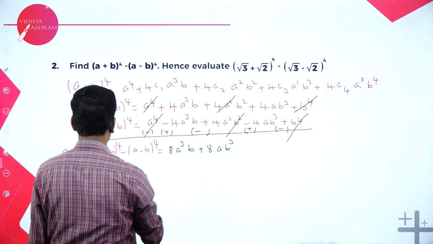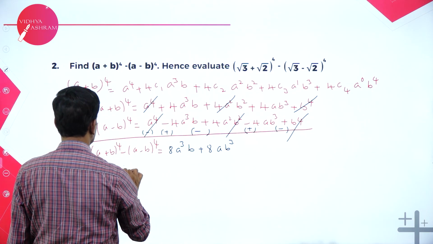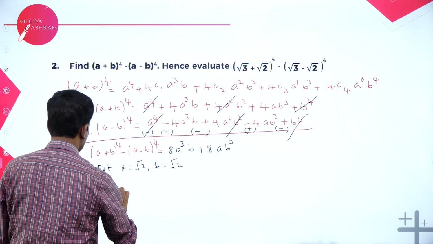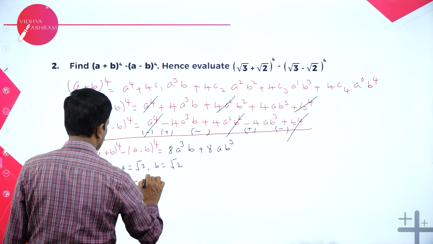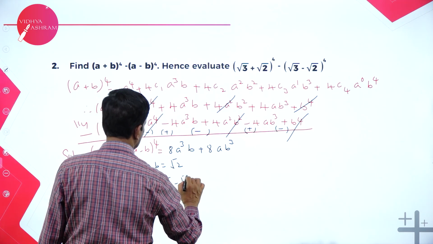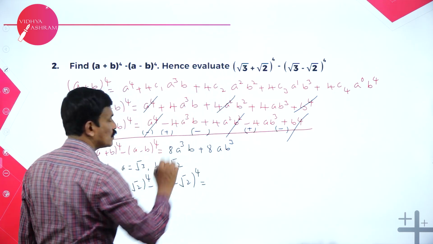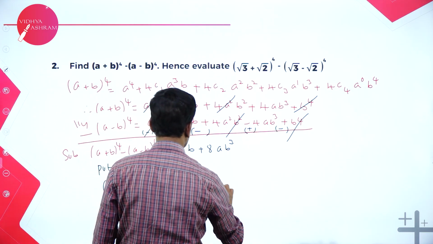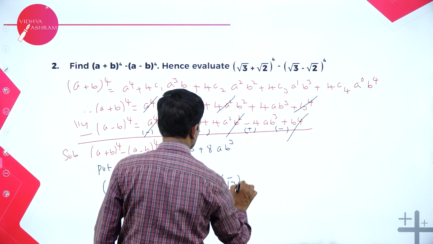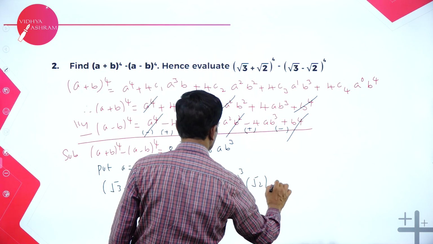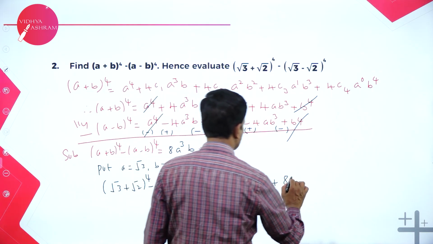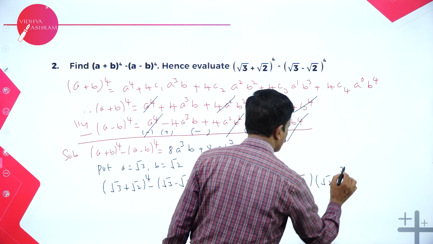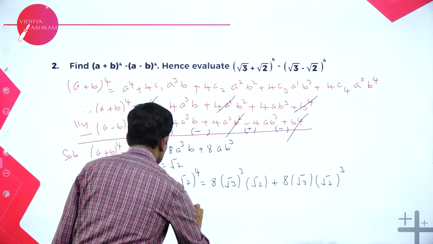Now substitute the values. Put a equal to √3 and b equal to √2. So you will get (√3+√2)^4 − (√3−√2)^4, which is what we want. This is equal to 8 into a^3, where a is √3, into b, which is √2, plus 8 into a, which is √3, into b^3, where b is √2. Simplify this.